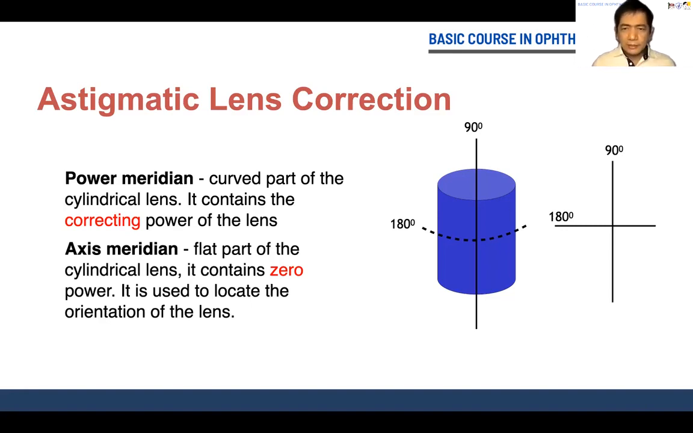While the vertical meridian, the 90th, is a straight surface, so there is no power located in that area, which means this is the zero power area, which is called the axis meridian. So remember, in astigmatic lens correction, the power meridian is the correcting part of the lens, or it contains the power of the lens, while the axis meridian is the flat part, the zero part, the area where there is no power in the cylindrical lens.